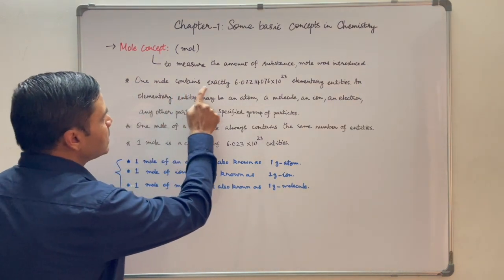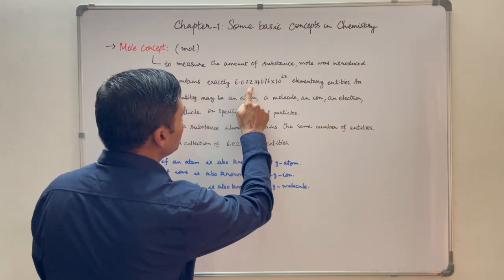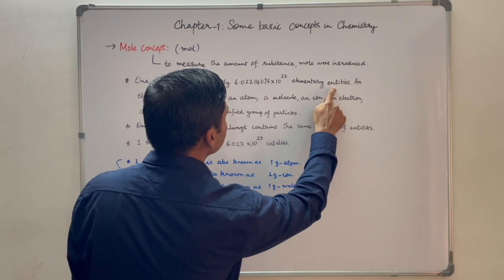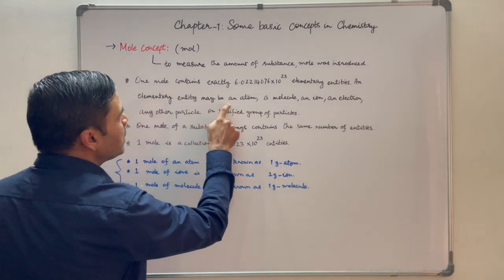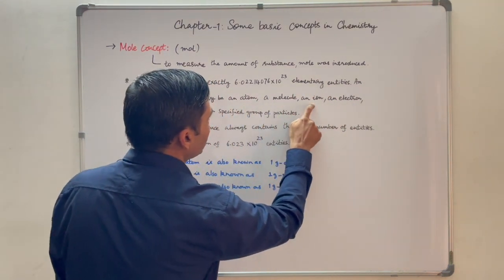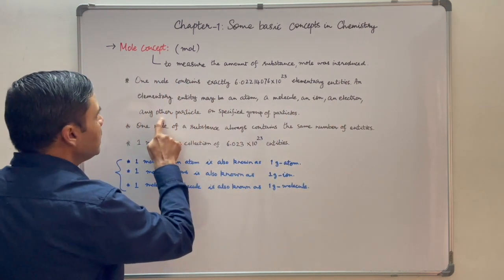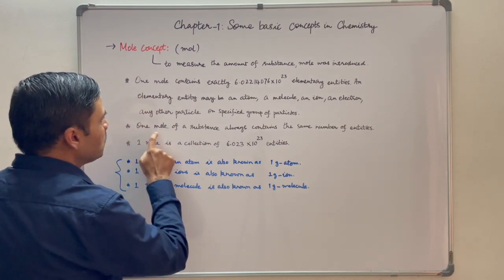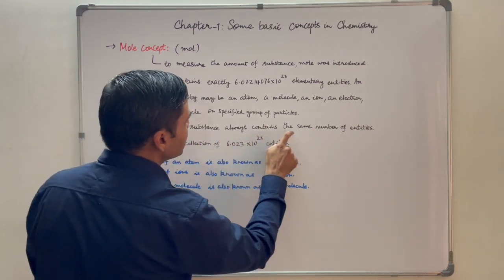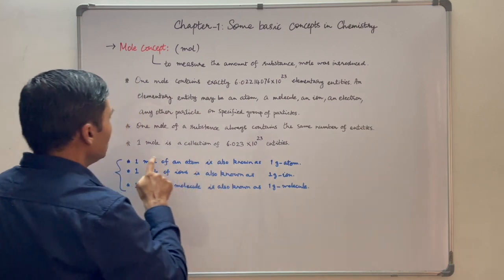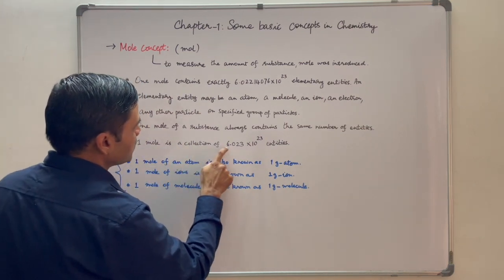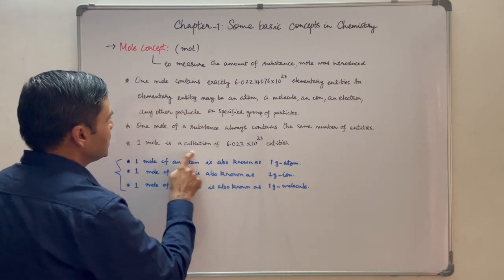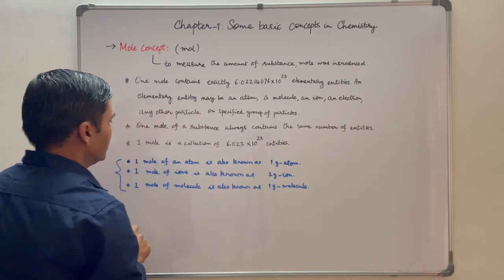1 mole contains exactly 6.022140076 into 10 to power 23 elementary entities. An elementary entity may be an atom, a molecule, an ion, an electron, any other particle, or a specified group of particles. 1 mole of a substance always contains the same number of entities. 1 mole is a collection of 6.023 into 10 to power 23 entities. This statement is important, you need to keep in mind.